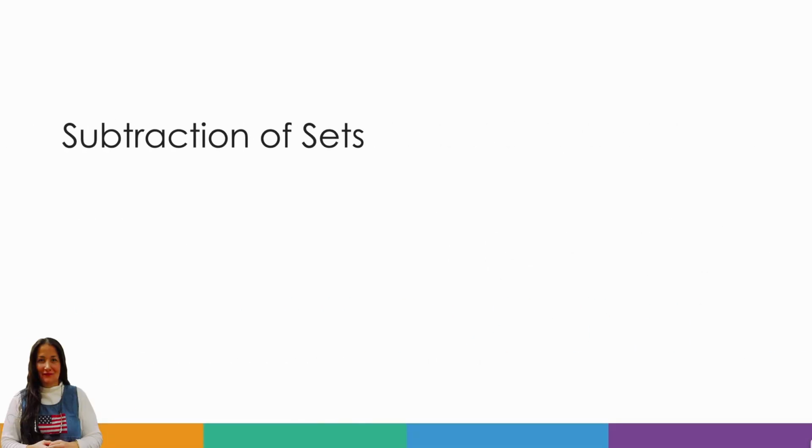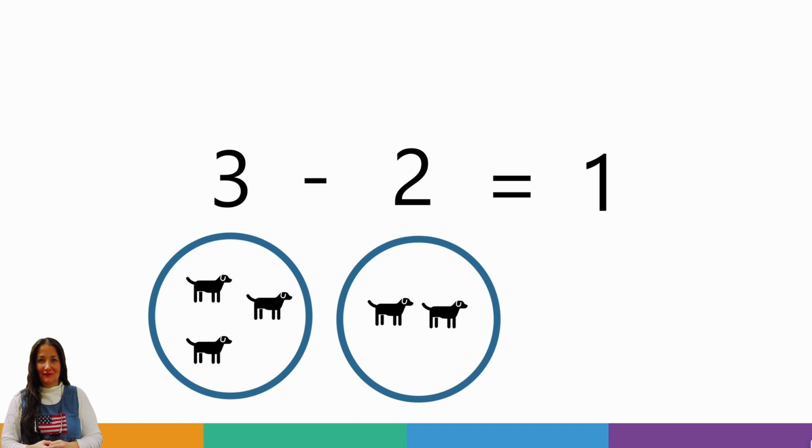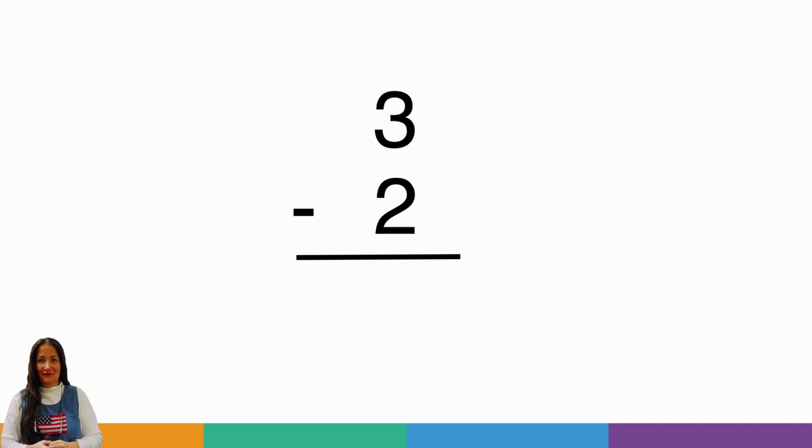Subtraction of sets. We have 3 dogs minus 2 dogs. So we have to strike 2 of the dogs out of the sets, and it looks like this, leaving us with 1. This is how a subtraction problem works. You're minusing 2 from 3, so you're striking out 2 of the dogs, leaving us with 1. 3 minus 2 equals 1.